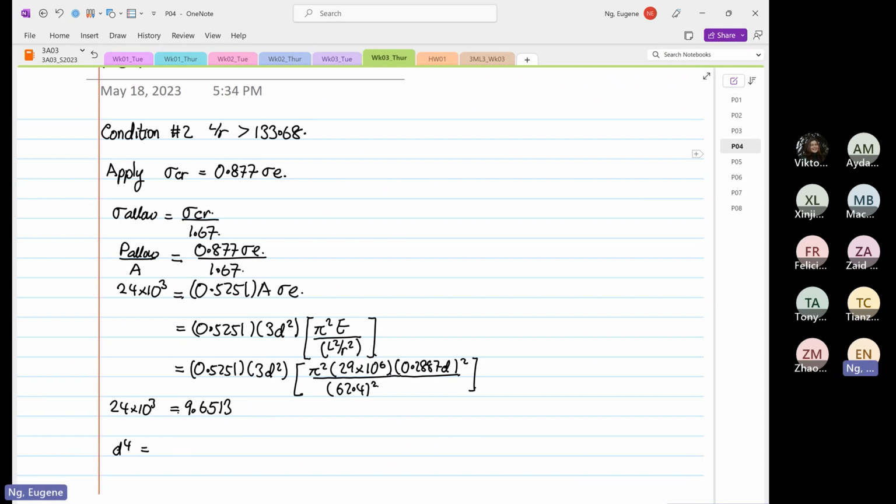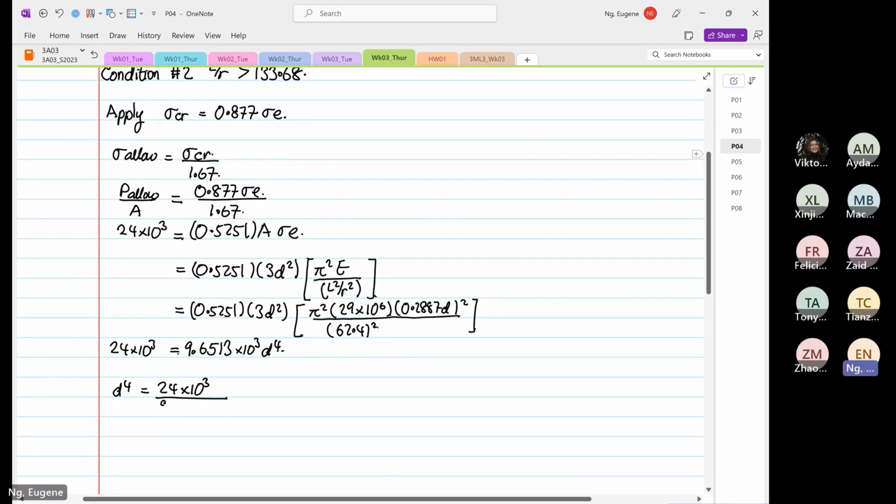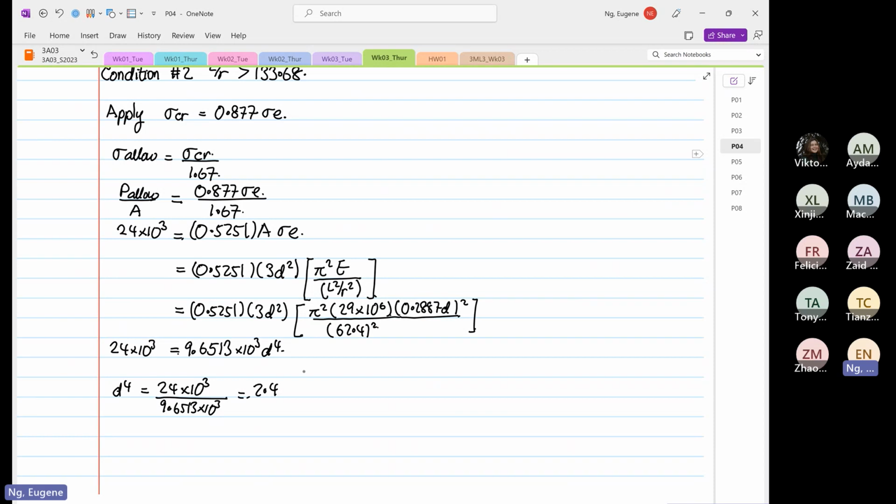Hold on, I think I missed something. 0.5251 times 3 times pi times 29 power 6 times 0.2887 times 0.2887 divided by 62.4 divided by 62.4 times 10 to the power 3 d4. Okay, so d4 is 24 times 10 to the power 3 divided by 9.6513 times 10 to the power 3, which is equal to 2.4867. Therefore D is 2.4867 to the power of 1 over 4, which is equal to 1.2558.